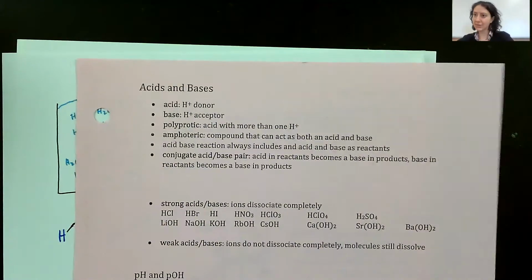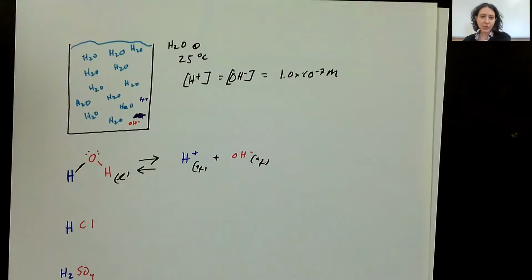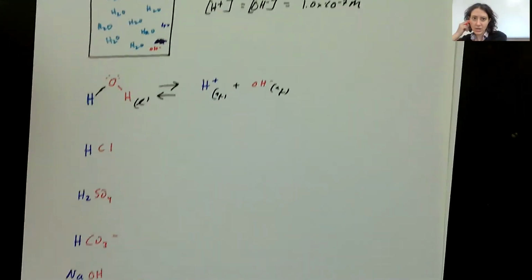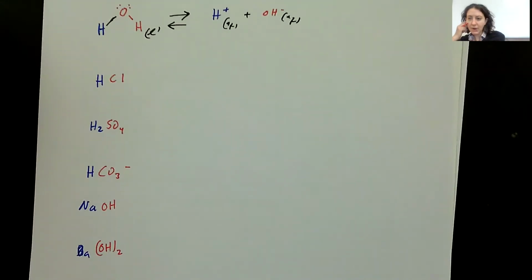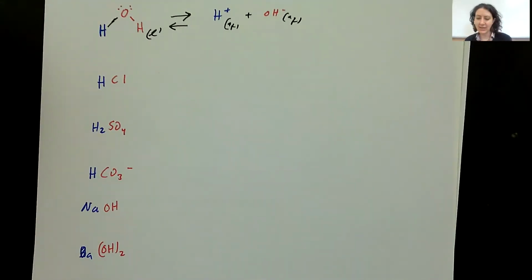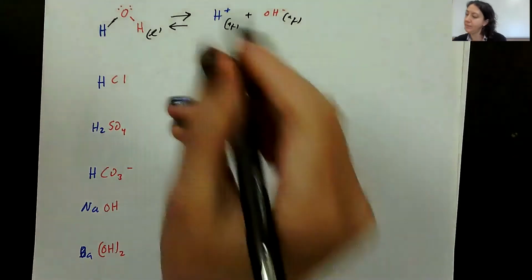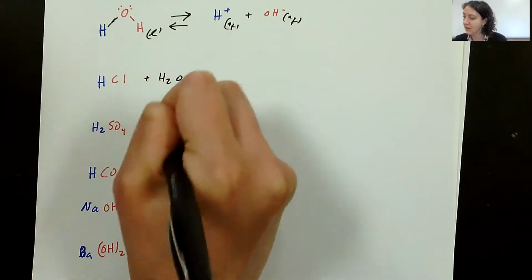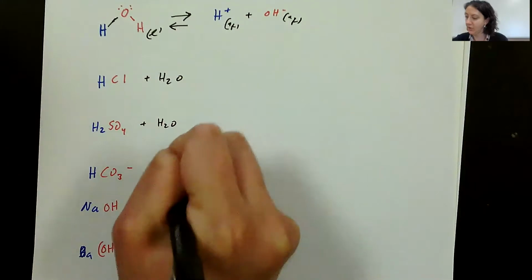So let's look at a few examples. We'll look at a couple examples of acids and bases. I have a whole list here. Usually what I like to do is say that these things are reacting in water. So let's have these all reacting with water. It'll just be easier if we do that. Let's see what the product is.